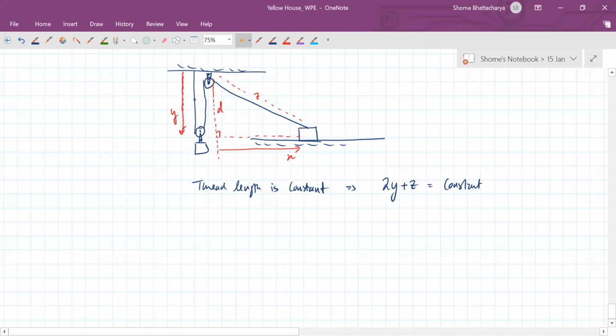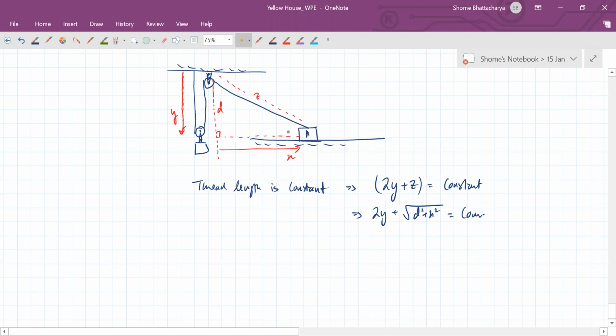Okay, because the thread is going around this, right? So it has two vertical sections and this. That's proportional to the total thread length, so it should be constant. Okay, so that means 2y plus square root of d square plus x square is constant.